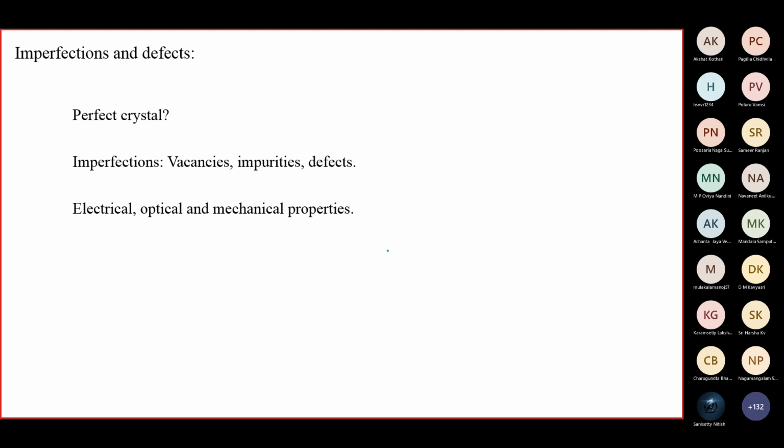Of course, more or less, we see the lattice points are there, and the atoms occupy the lattice points. There are lattice parameters, everything is there, but not as ideal as we expect in a lattice. This is what leads to imperfections and defects in crystals.